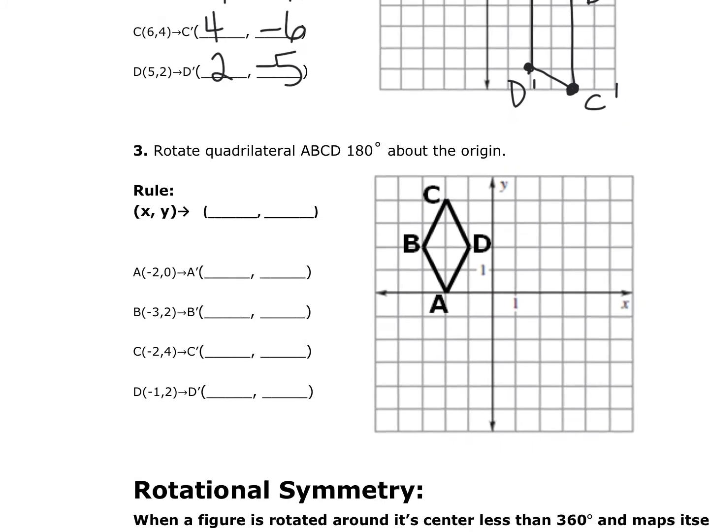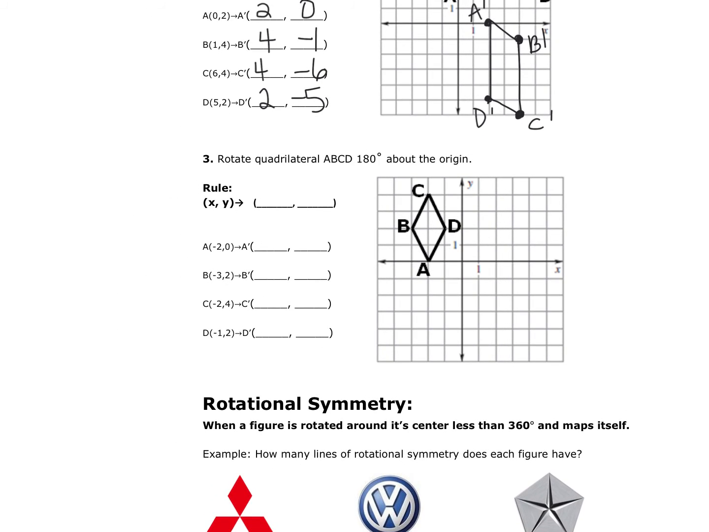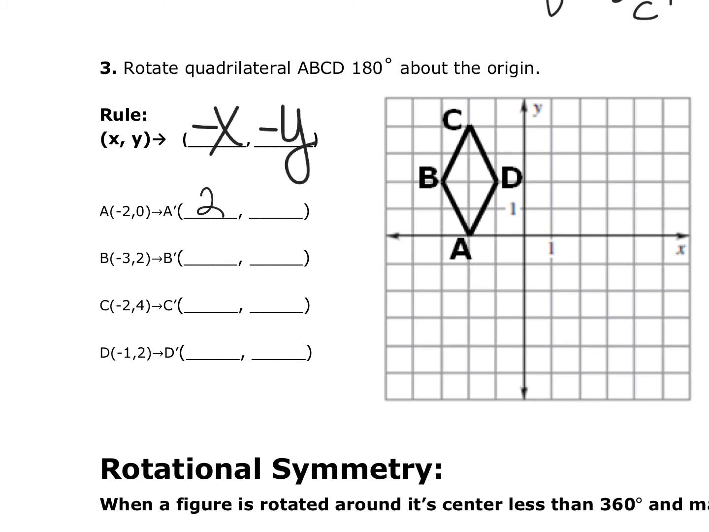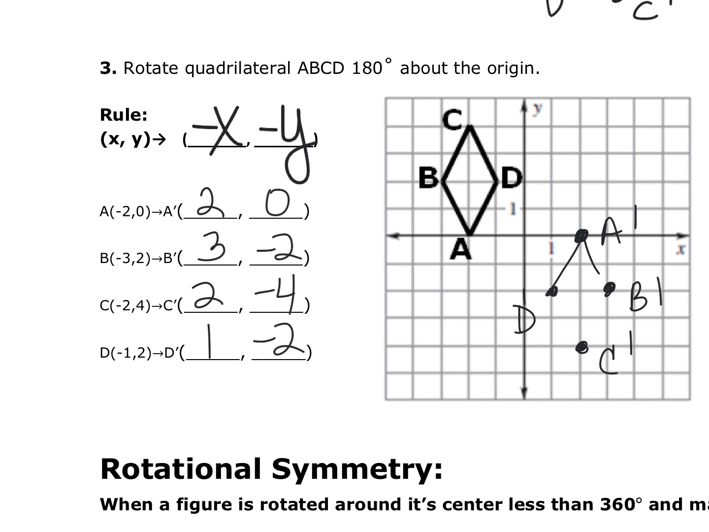So knowing these rules is going to be very helpful. All right, so rotating 180 degrees, (negative x, negative y), in the same order. So -2 becomes +2, 0 stays the same. -3 becomes +3, -2. -2 becomes +2 with a -4, and we have a +1 and a -2. So (2, 0), (3, -2), (2, -4), and (1, -2). And we have rotated the figure 180 degrees.